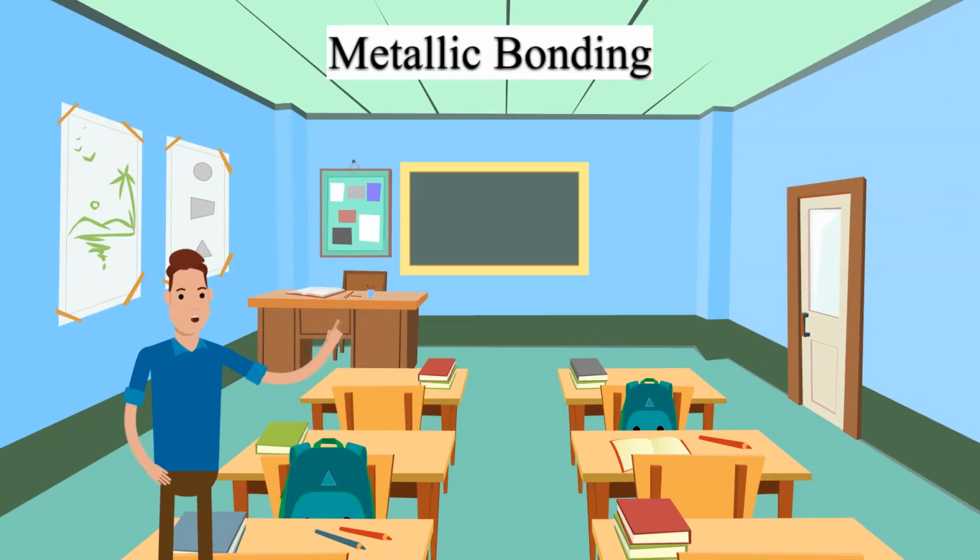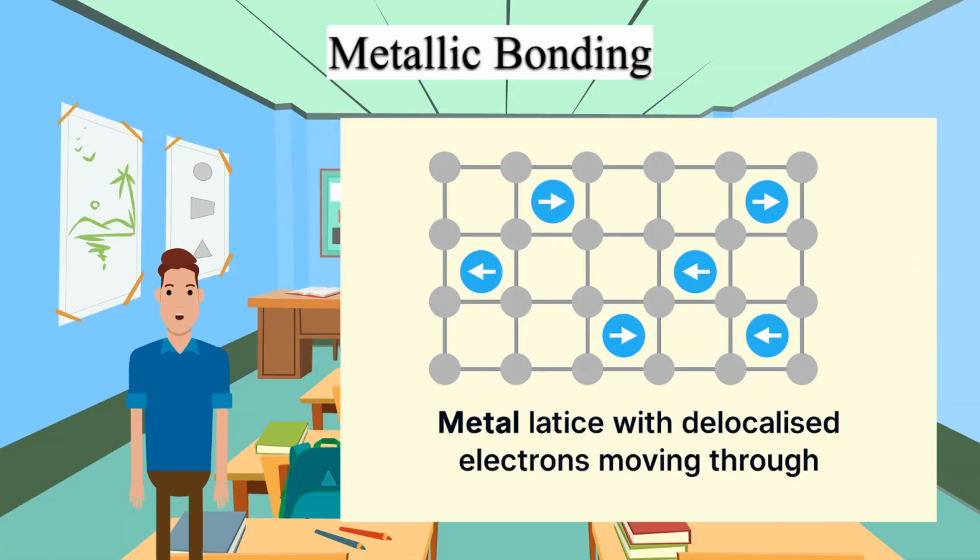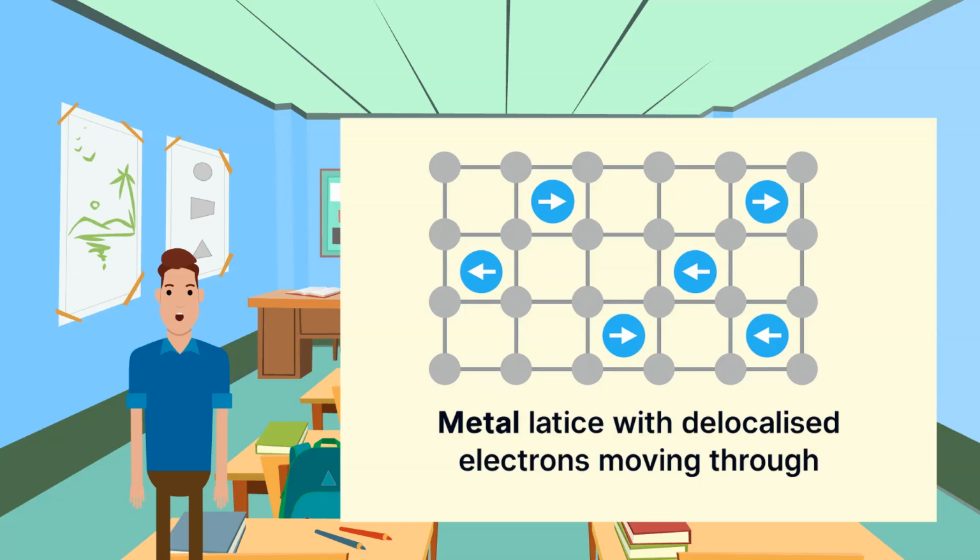Metals bond differently again. In metallic bonding, positive metal ions are surrounded by a sea of delocalized electrons. These electrons can move freely, which is why metals conduct electricity and heat. The layers of ions can also slide over each other, making metals malleable and ductile. And that shiny metallic luster? That's the delocalized electrons reflecting light.